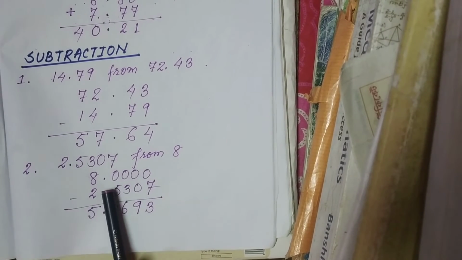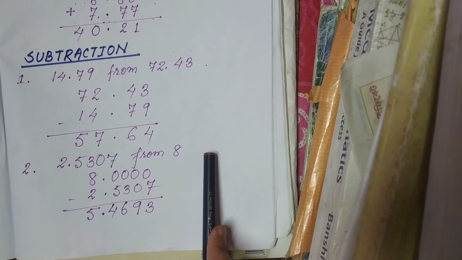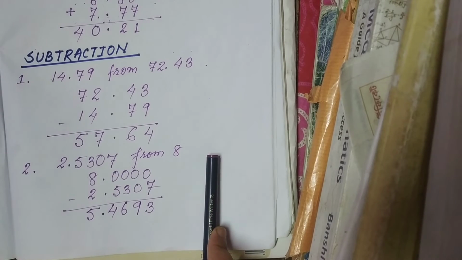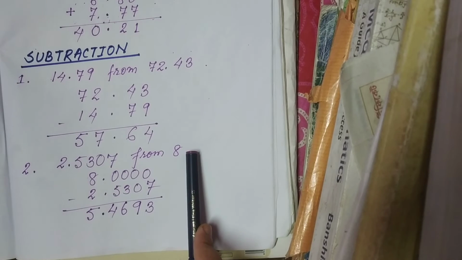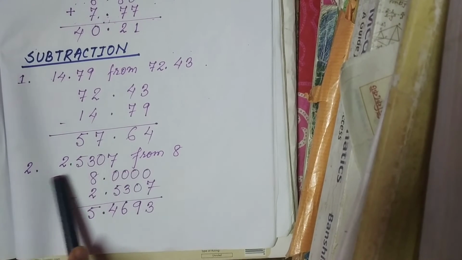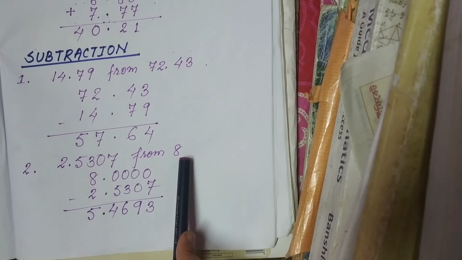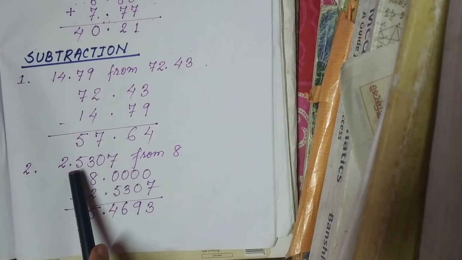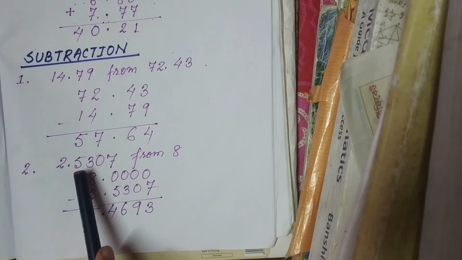So the next question you can see here is the subtraction. The second question is here: 2.5307 from 8. This is a tricky question. What I will do is convert this 8 into a like decimal. Like decimal means I have to convert this number as this one. So I have put the decimal here and then converted this number into like decimals. How many digits are there after the decimal?